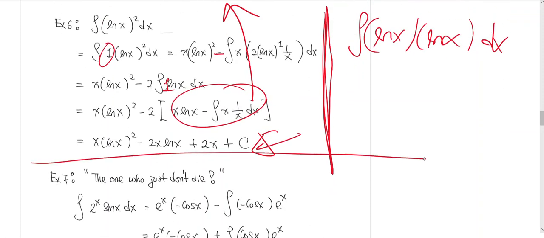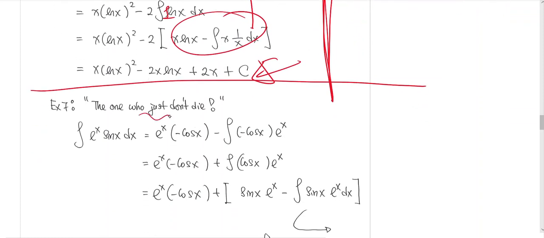Another type of example is what we call the ones that just don't die, for example, cases like this. By now, you should be very confident with your integration by parts. So that's a product of two functions, you take the integral. And as I said, we have to fix one of them and integrate the other one. You can actually fix sine x, integrate e^x, or fix e^x, integrate sine x. They are the same thing.